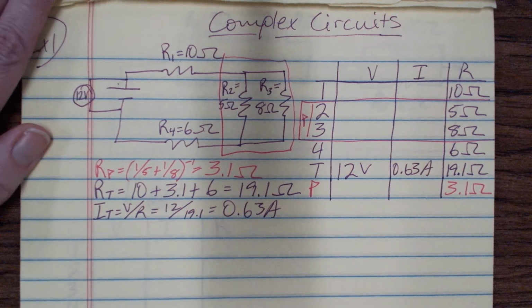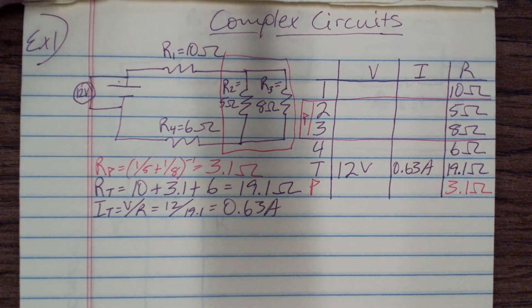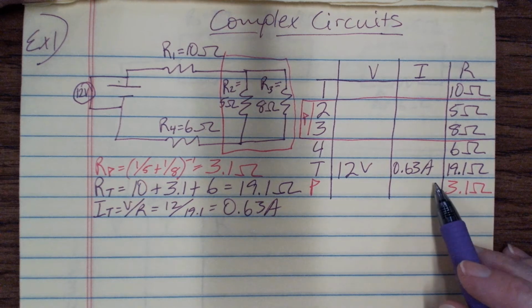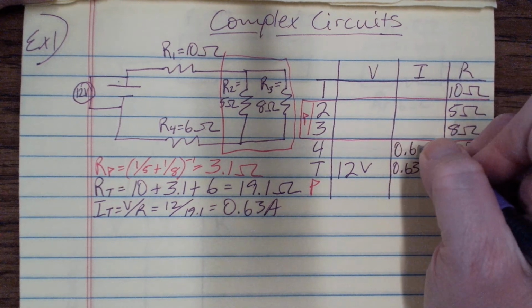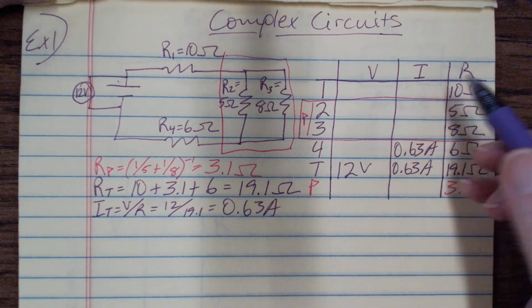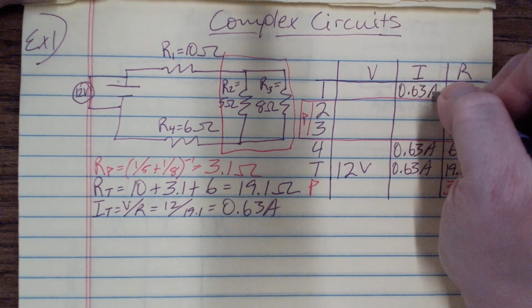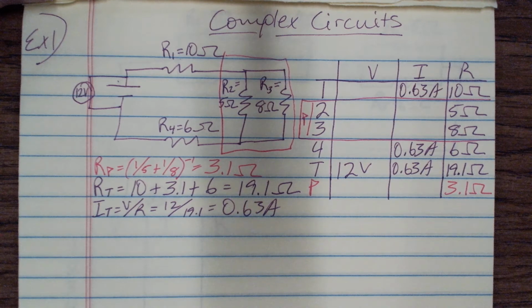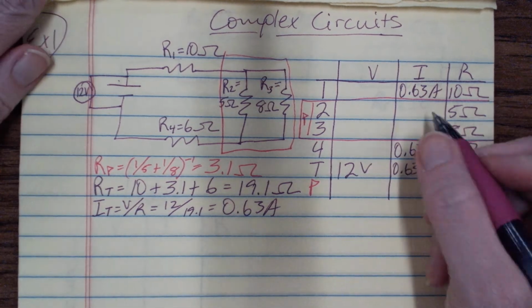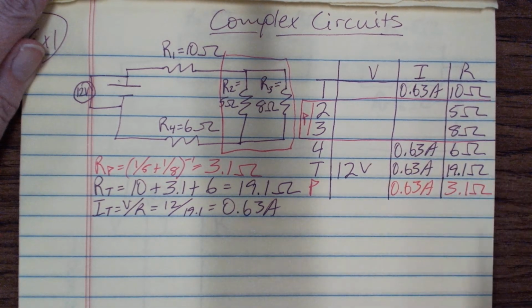Current is uniform in a series circuit, so all the things that are in series with the battery also are 0.63 amps. So resistor number 4 is in series, so it's 0.63 amps. Resistor number 1 is in series, so it's 0.63 amps. And the pink box that I made is technically in series as a combination with the battery. So that is 0.63 amps. So now I can find the voltages on my resistor 1, 4, and the parallel portion.